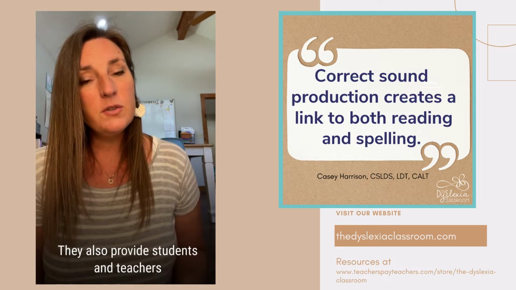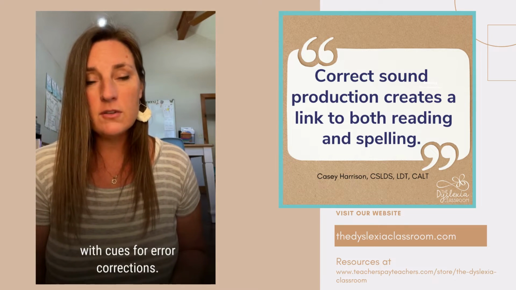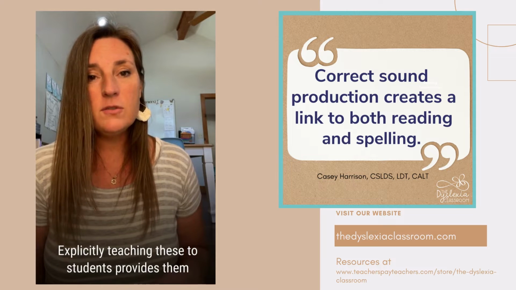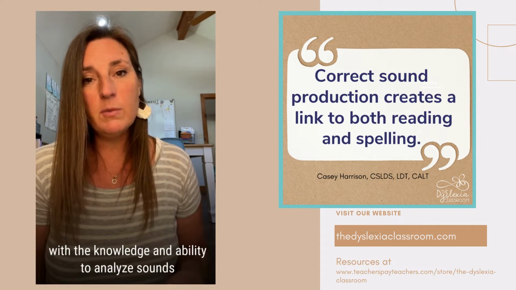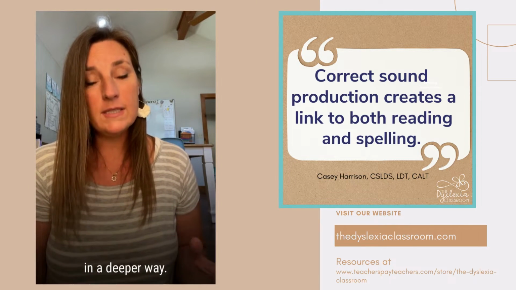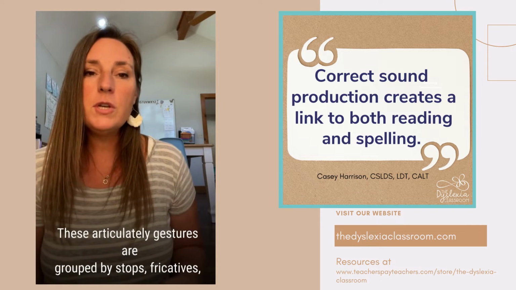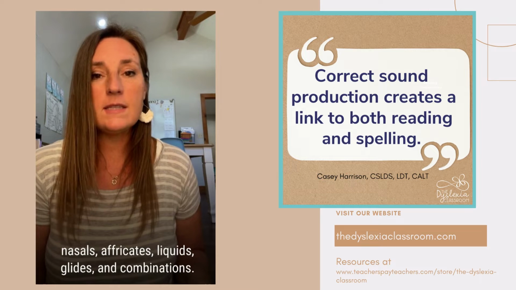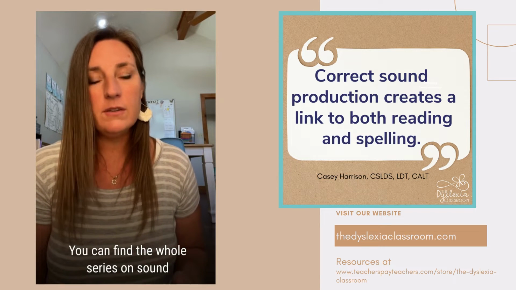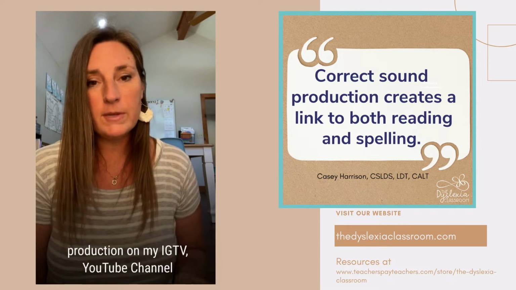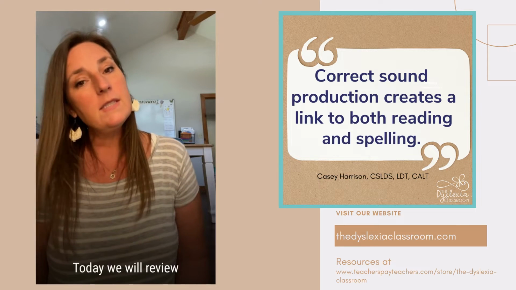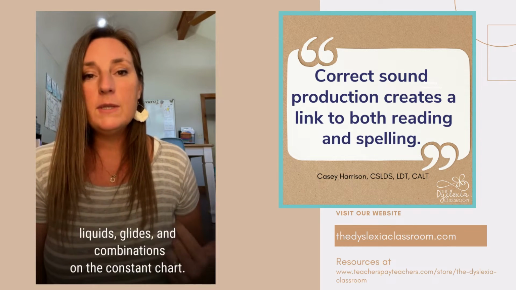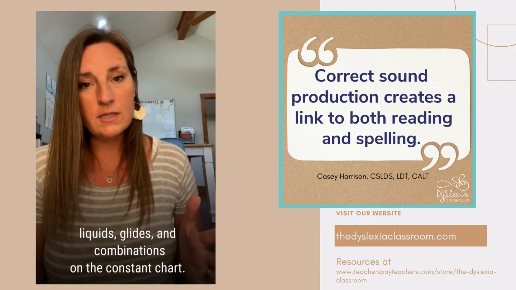They also provide students and teachers with cues for error corrections. Explicitly teaching these to our students provides them with the knowledge and ability to analyze sounds in a deeper way. These articulatory gestures are grouped by stops, fricatives, nasals, affricates, liquids, glides, and combinations. You can find the whole series on my website or on my social media pages. Today we're going to be reviewing liquids, glides, and combinations on our consonant chart.